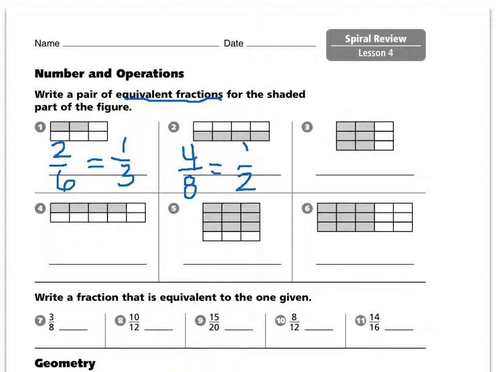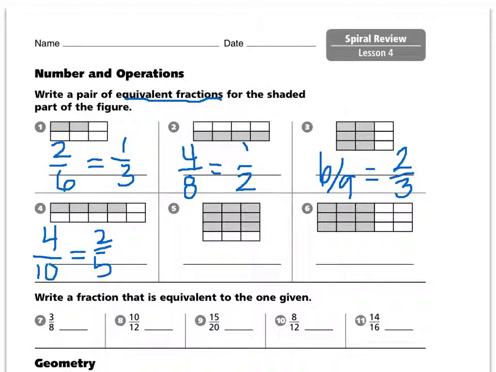For number 3, I have 6 out of 9. And I can reduce that down to be 2/3. For number 4, I have 4 out of 10, and I can reduce that down to be 2/5. For number 5, I have 9 out of 12, and I can reduce that to 3/4.